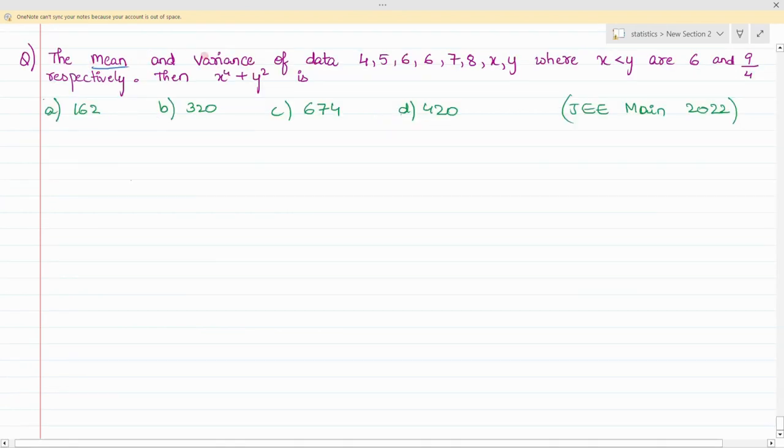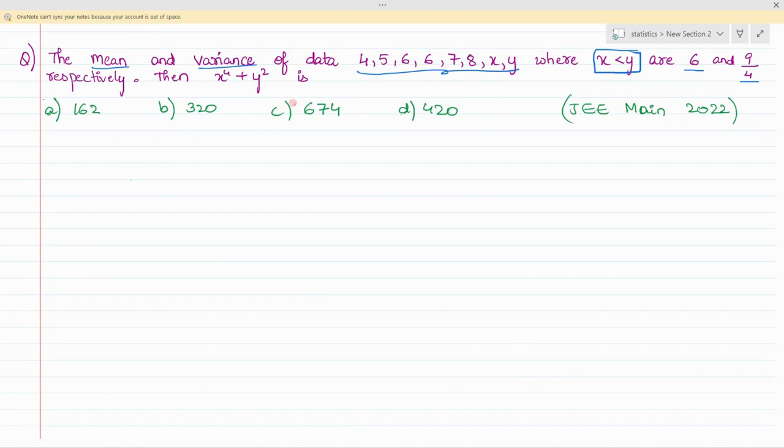In this question, the mean and the variance of the data are given, that is 6 and 9/4 respectively, and the data is also given to you where x and y are variables and it is told that x is less than y. We need to find the value of x power 4 plus y square, and this question came in JEE in 2022. So the mean is given, that is 6, and the variance is given, that is 9/4, and the data is there with you, that is 4, 5, 6, 6, 7, 8, x and y.